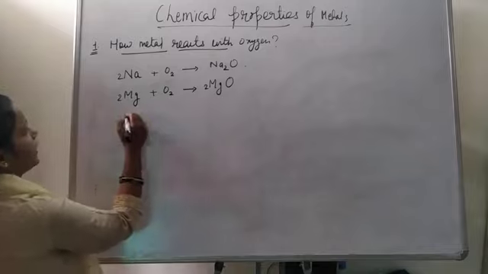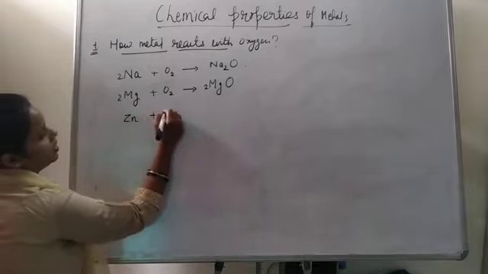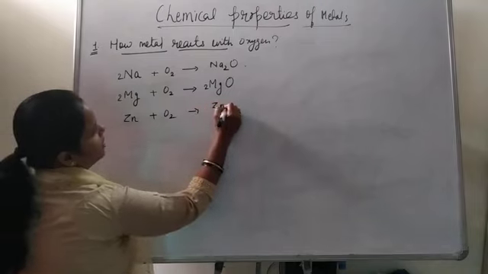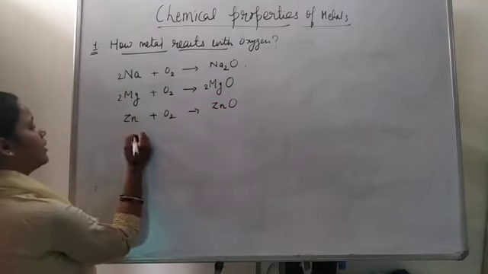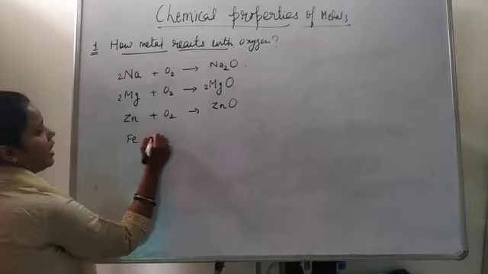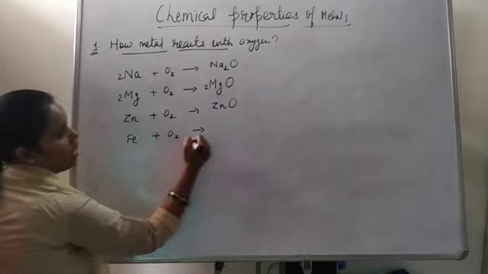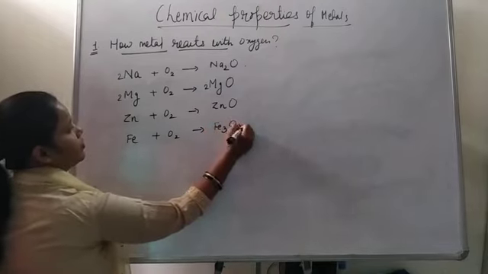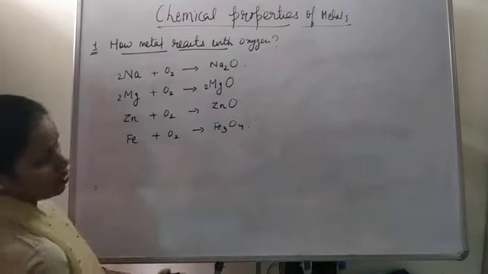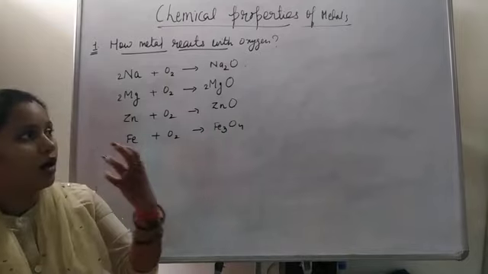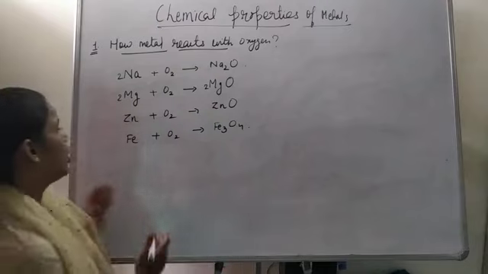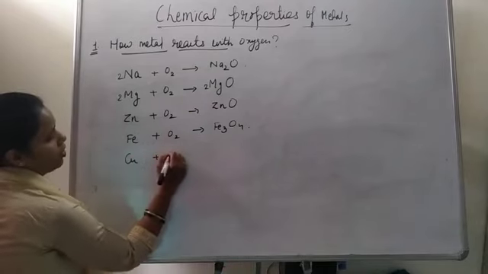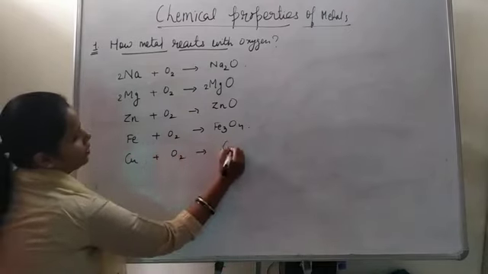Then we can take zinc. When zinc burns in oxygen, it forms zinc oxide. Then we have iron. When iron burns in oxygen, it forms iron oxide. Similarly, copper. Copper is not very reactive. It reacts very slowly with oxygen. So copper with oxygen forms copper oxide.